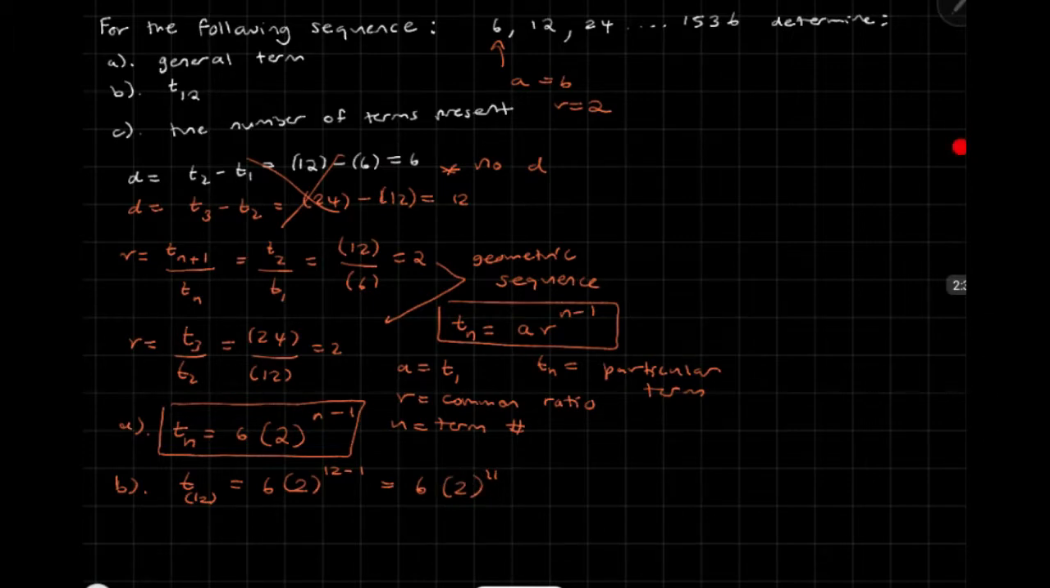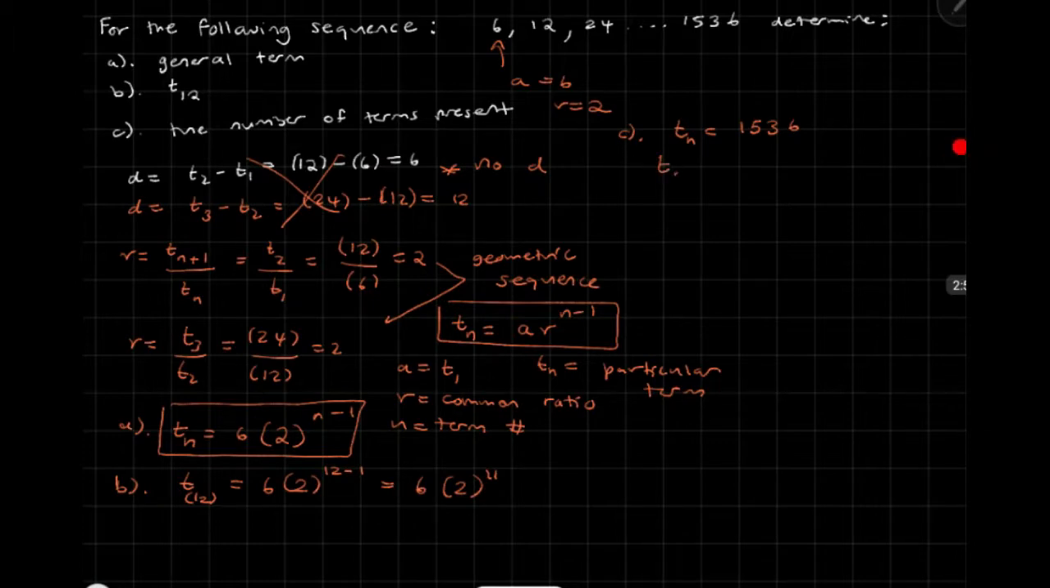Now for part C, we want to figure out the number of terms present. You know what, I'm going to move this over here to make some space. So for part C, we know that the last term, Tn, is equal to 1,536, right? And you want to solve for n.